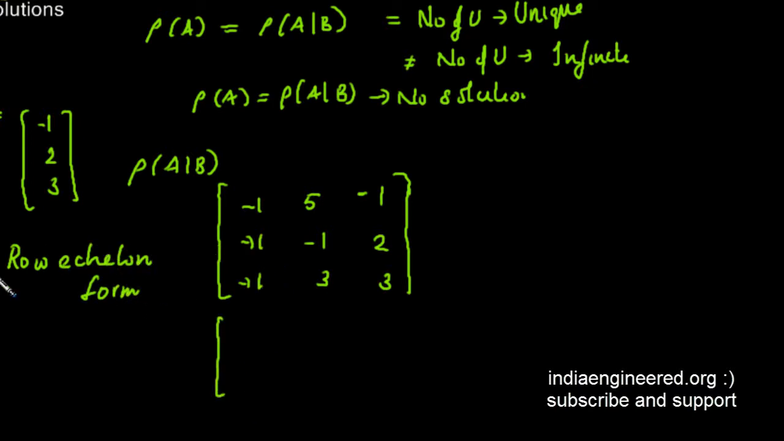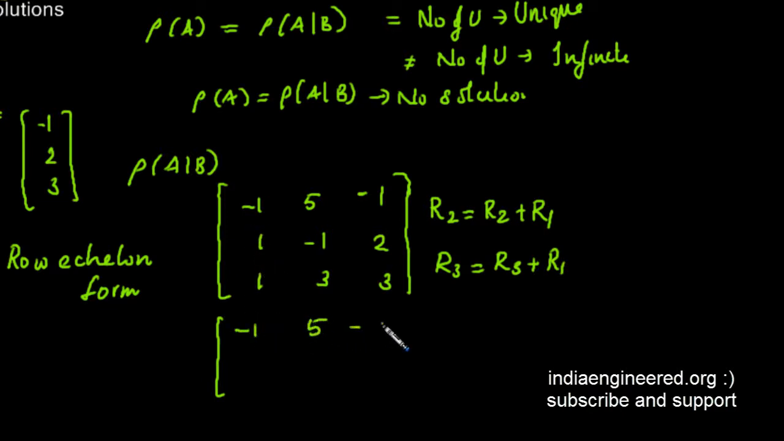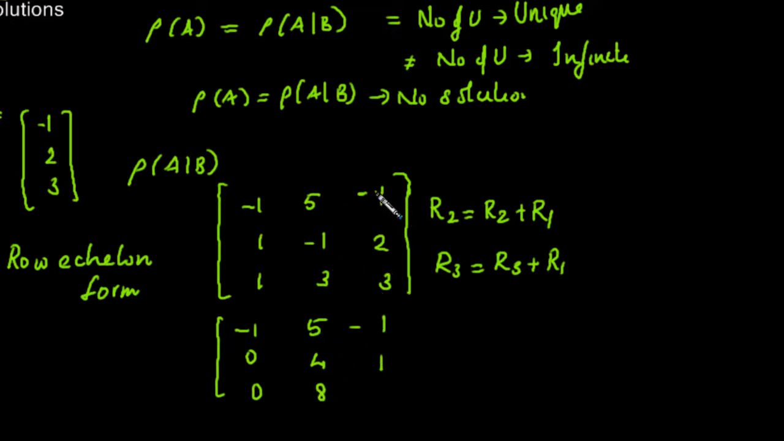The operation we have to do is R2 = R2 + R1 and R3 = R3 + R1, so that the elements below the first non-zero entry become 0. It is -1 5 -1, 0 5 -1, that is 4, -1 plus 2, that is 1, and here we have 0, 5 plus 3, that is 8, and -1 plus 3, that is 2.